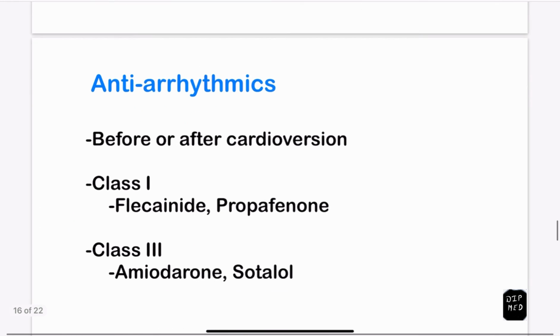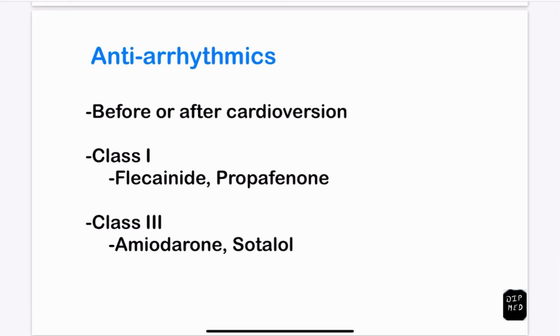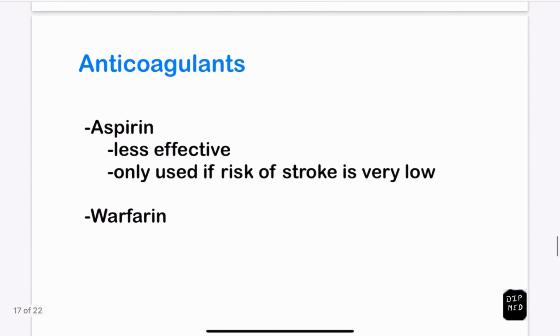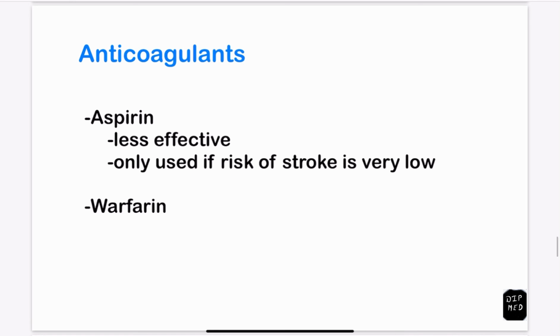But nowadays it is less commonly used due to drug toxicity. And in addition to electrical or chemical cardioversion, we also administer antiarrhythmic medications before or after cardioversion to prevent the relapse of atrial fibrillation once the sinus rhythm is restored. For this, we can use class 1 antiarrhythmics such as flecainide or propafenone, and class 3 antiarrhythmics such as amiodarone or sotalol.